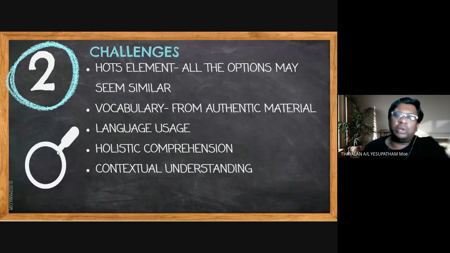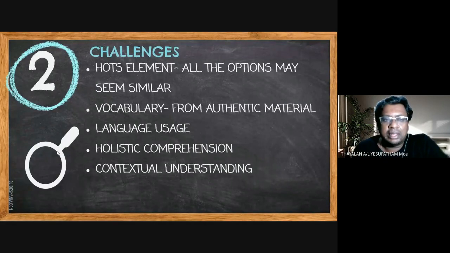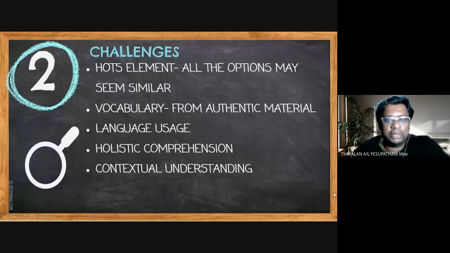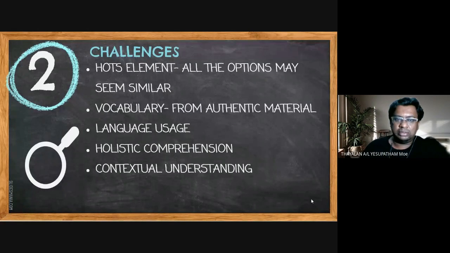The third one would be the language usage. Again, the same thing as I mentioned above, vocabulary. It might not be exactly the way you expect it to be. Now next, holistic comprehension. There are 2 different things: holistic comprehension and contextual understanding.